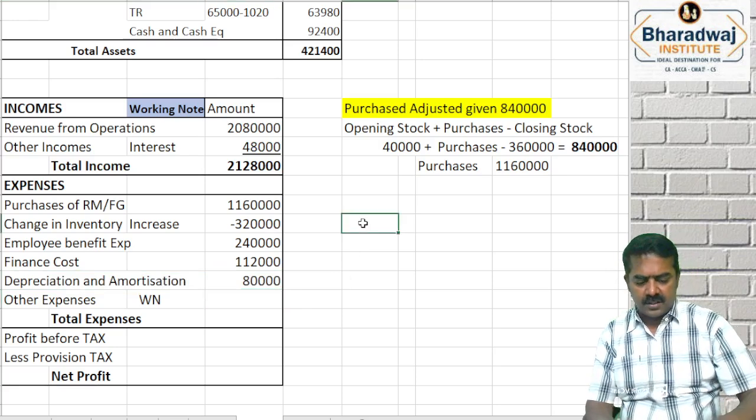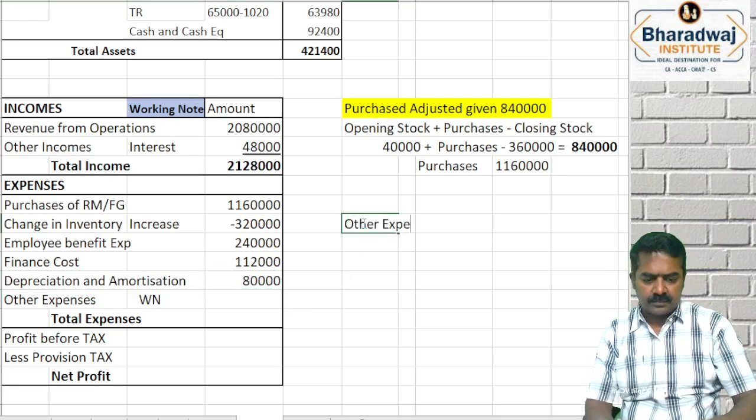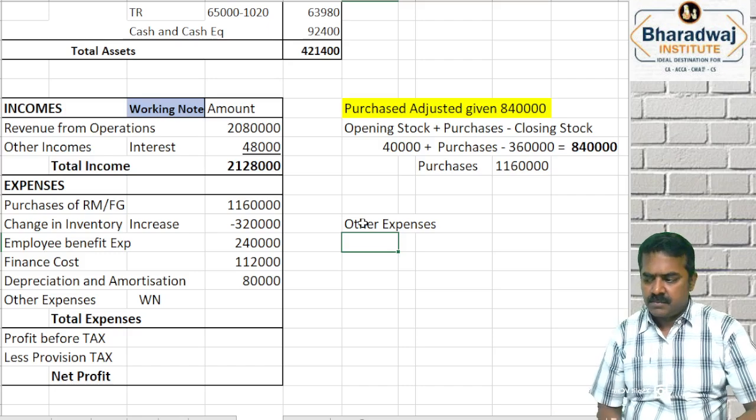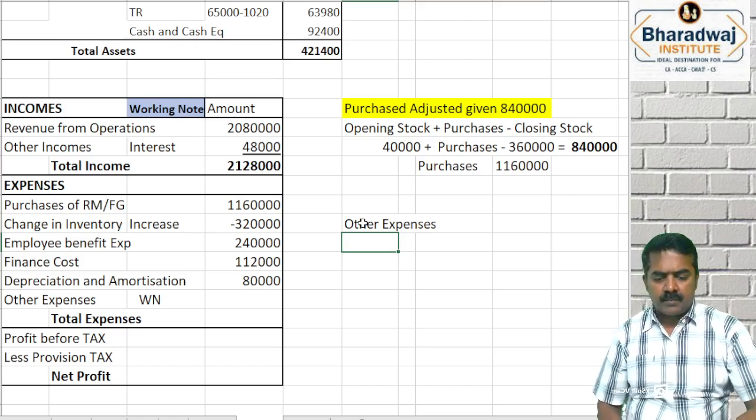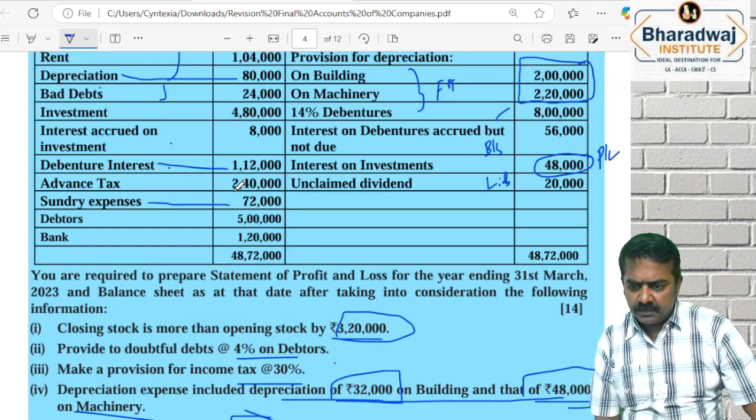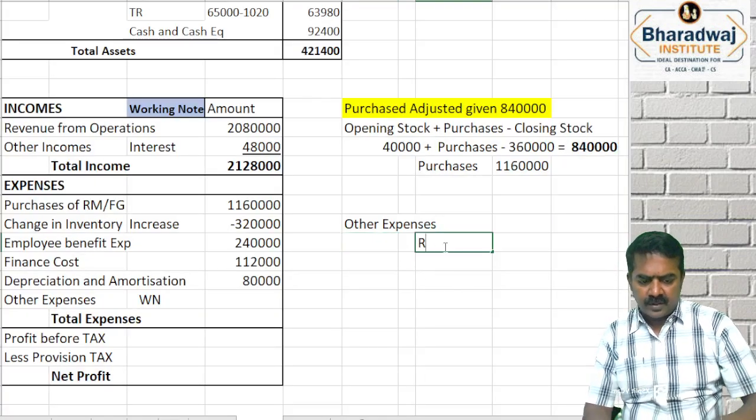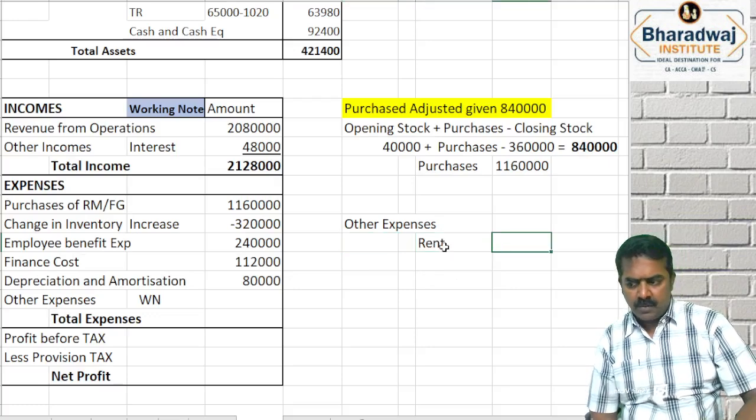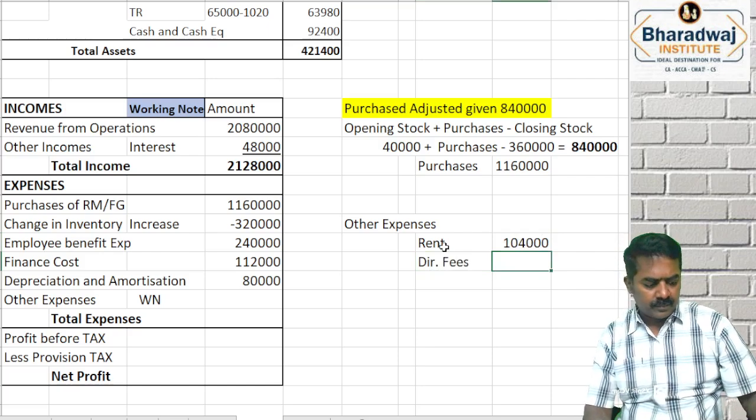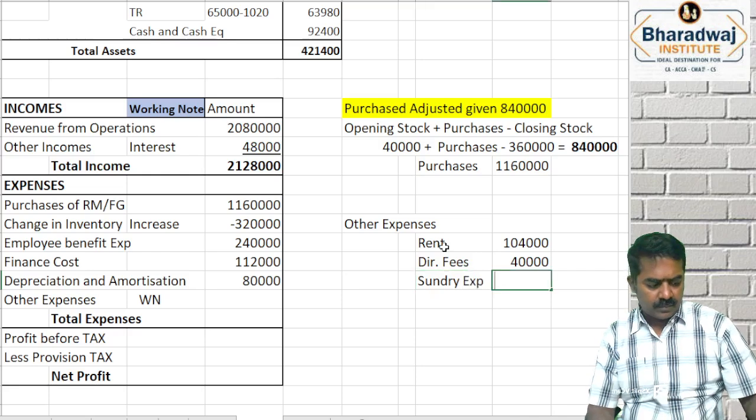Other expenses, tell me the workings, please. What are the other expenses? The sundry expenses will come. Rent, how much? 1,04,000. Director's fees 40,000. Then sundry expenses 70,000.